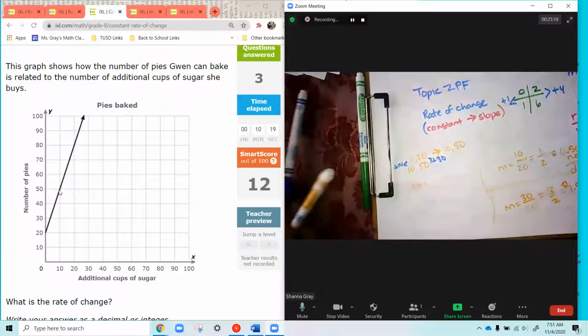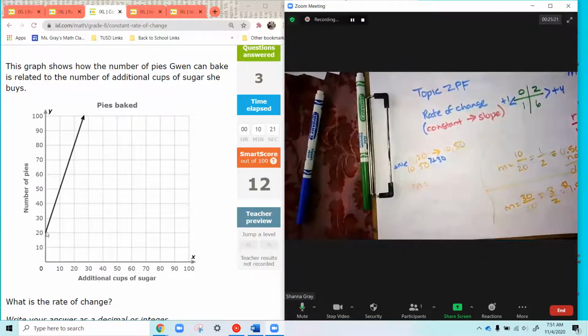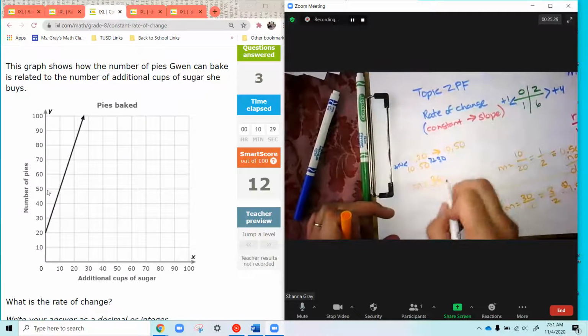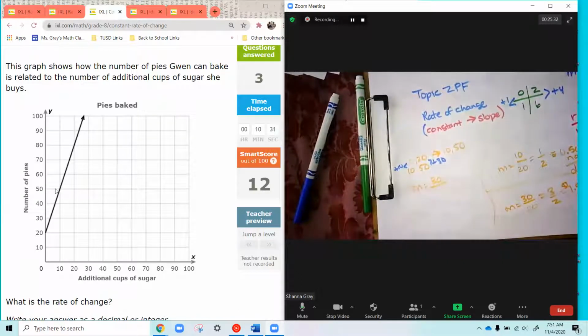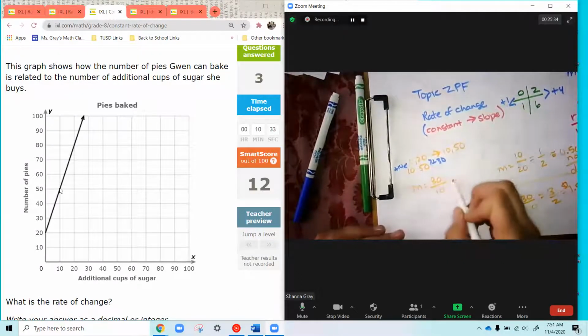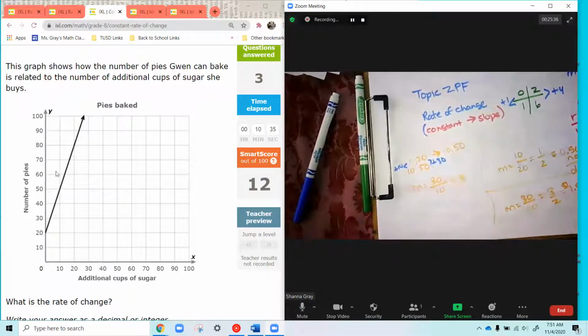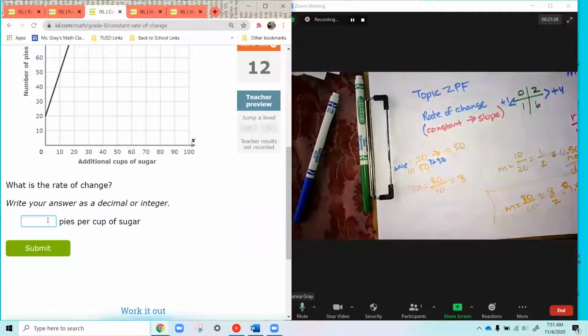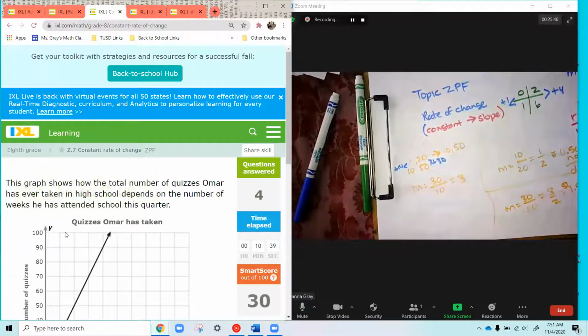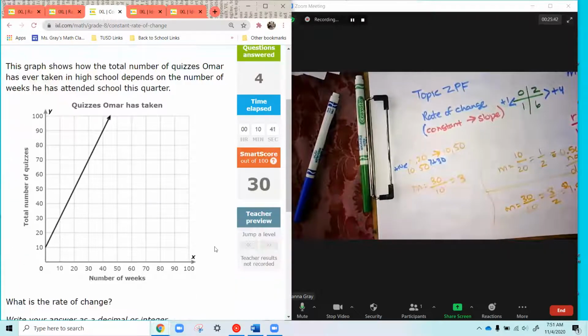But if you're counting, you can also go through and say, okay, well, if I'm standing here at 20 and I go up 30, 40, 50, so I went up 30, rose 30, and then went over 10. So you just have to pay attention to what the units are mostly, like how big each unit block is.